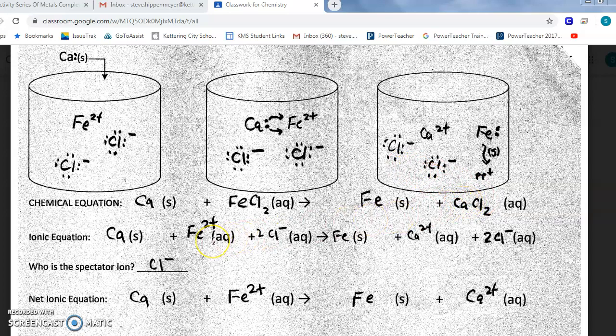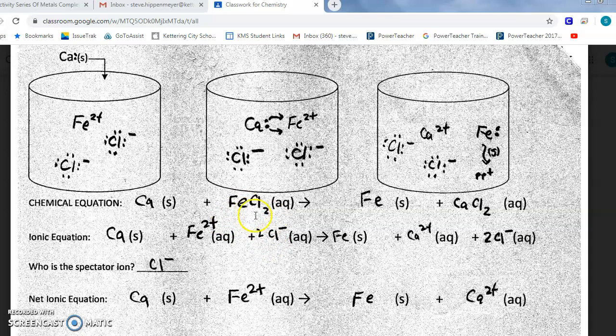An ionic equation shows what happens when we actually write what is in the containers. In other words, we pull apart the salt. So we start off with the calcium, and here we're pulling apart the iron 2 chloride. So the Fe2 plus is there, and the 2 chloride ions are here. We just pulled it apart in the ionic equation.